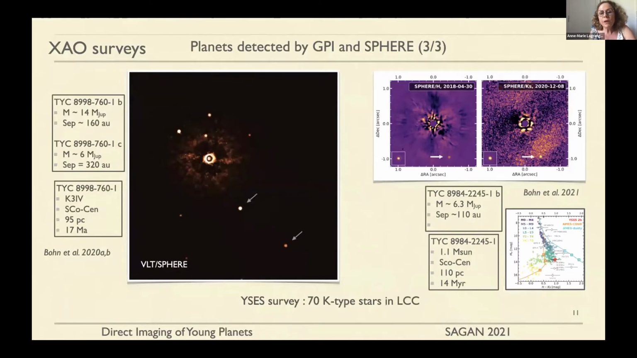Three other planets were detected with SPHERE in the Scorpius-Centaurus association, and in particular, a small planetary system with 2 planets around a solar type star, whereas most of the planets that we detected before were around A-type stars. And you see here planets that are very remote with respect to the star. And of course, you can ask how they were formed.